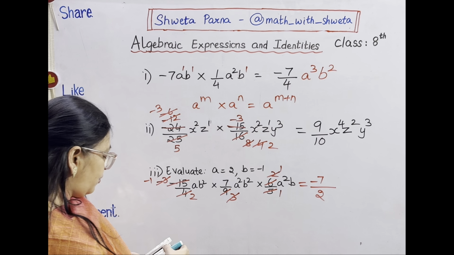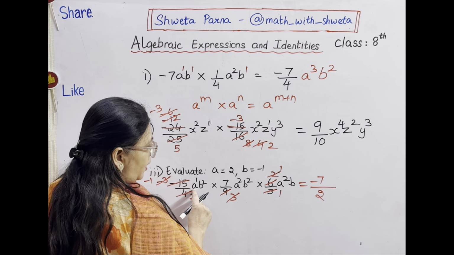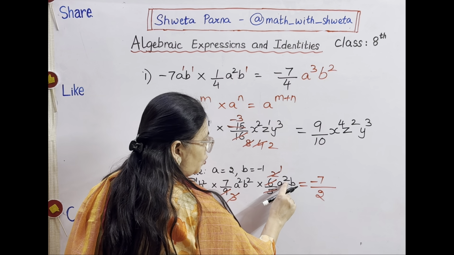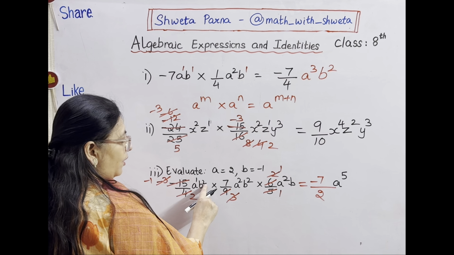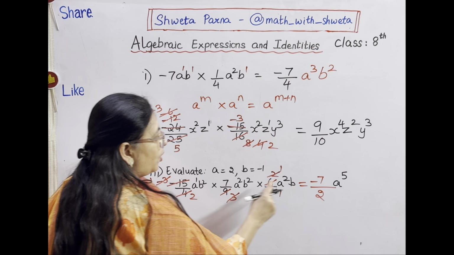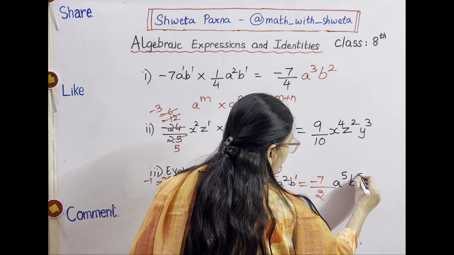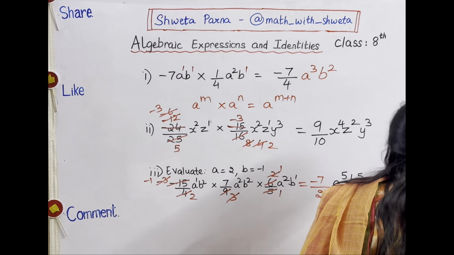Okay. Now let's solve for A. This is A, no power, so it is 1. A 1 plus 2 is 3. 3 plus 2 is 5. So A to the power 5. B is 2 plus 2, 4. 4 plus nothing, that means 1, which is 5. You got this answer? Now you will substitute the value.